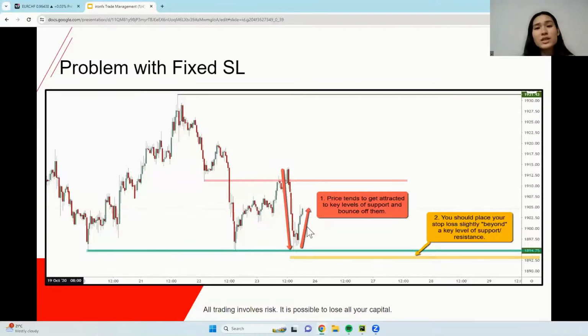The reason for this once again is that price tends to get attracted to key levels of support, especially since in this case we see price reacting off of it twice already in the recent past. So we can likely expect it to bounce off of this level again before shooting back up, which is one of the reasons why what we should have done instead was to place our stop loss, this yellow area, slightly beyond the key level, so that we are not stopped out at the support, as prices tend to be attracted to key levels of support and bounce off of them.